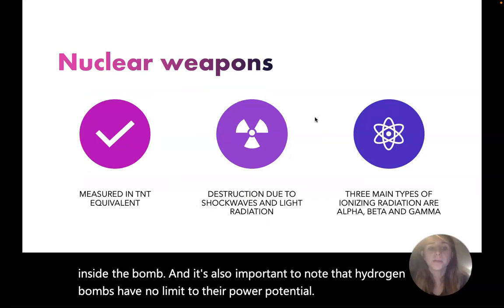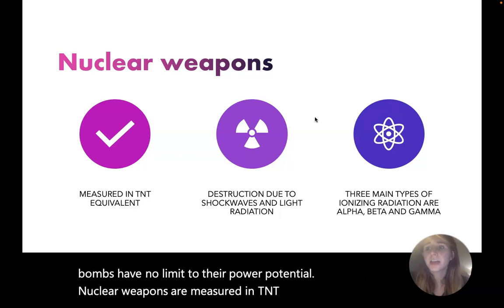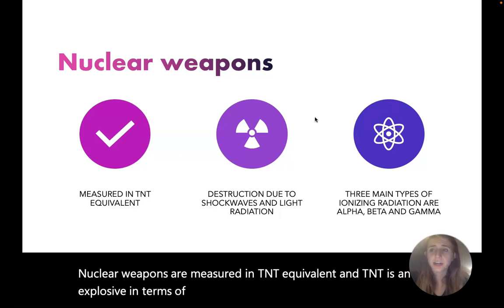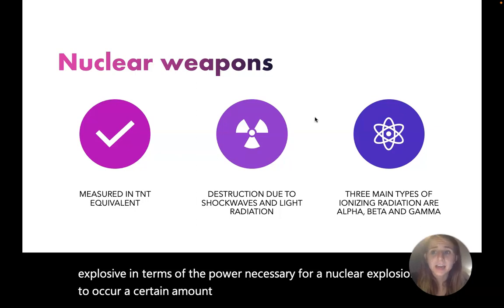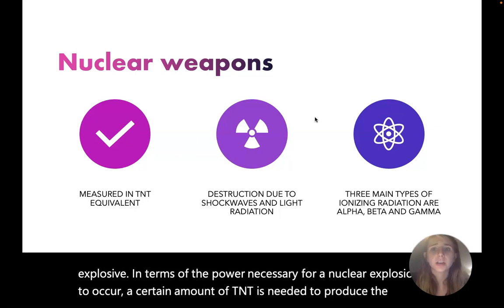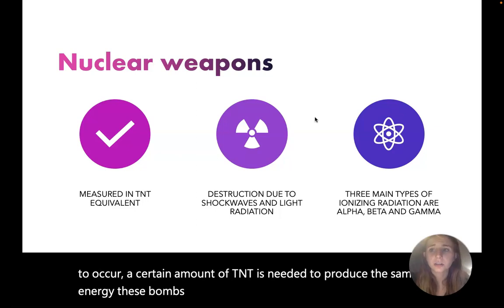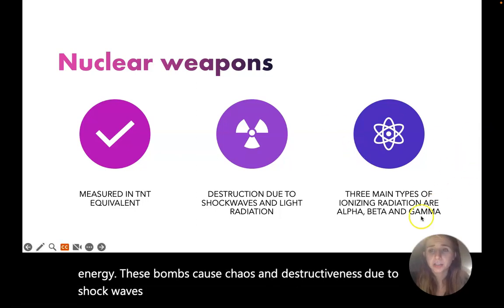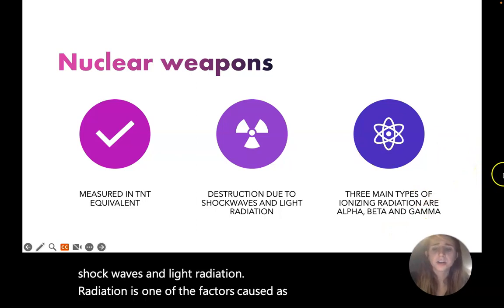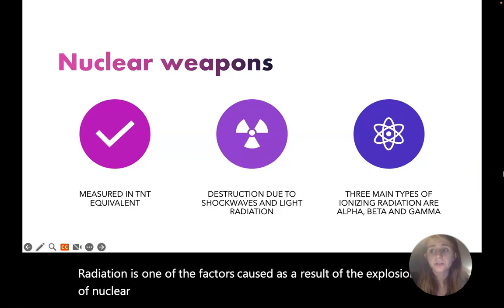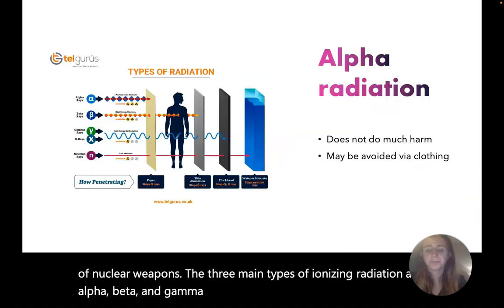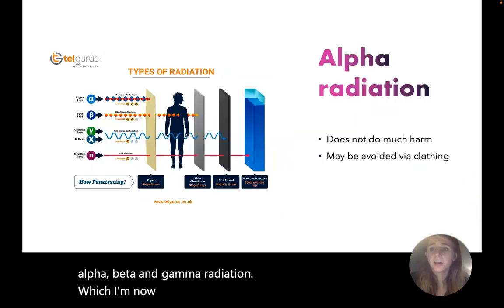Nuclear weapons are measured in TNT equivalent, and TNT is an explosive. In terms of the power necessary for a nuclear explosion to occur, a certain amount of TNT is needed to produce the same energy. These bombs cause chaos and destructiveness due to shock waves and light radiation. Radiation is one of the factors caused as a result of the explosion of nuclear weapons. The three main types of ionizing radiation are alpha, beta, and gamma radiation, which I'm now going to cover.